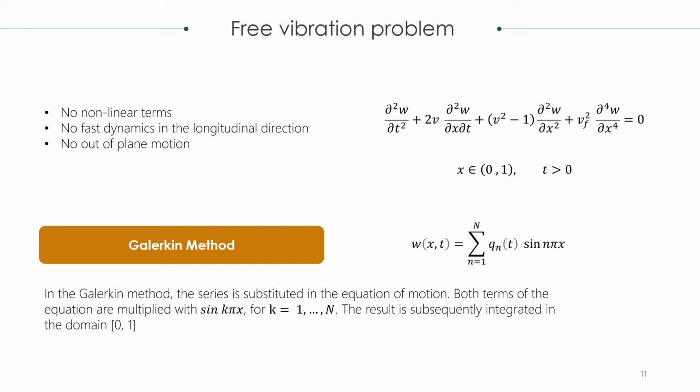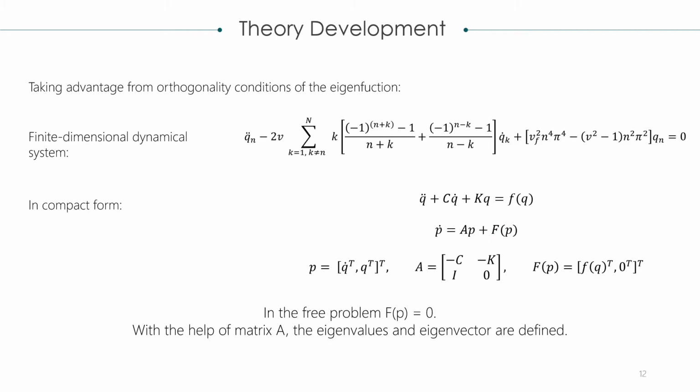To achieve good accuracy with little computing time, n has been chosen to be 8, but for now, that's not important. This produces a finite dimensional dynamic system in the form of a differential equation, and this can be written into compact form, which you can see on your screen. Then a translation is made to work in the modal space by defining the vector p, the force vector, and the matrix A. Ultimately, by imposing the force to 0 and with the help of the newly built matrix A, the eigenvalues and eigenvectors can be defined.